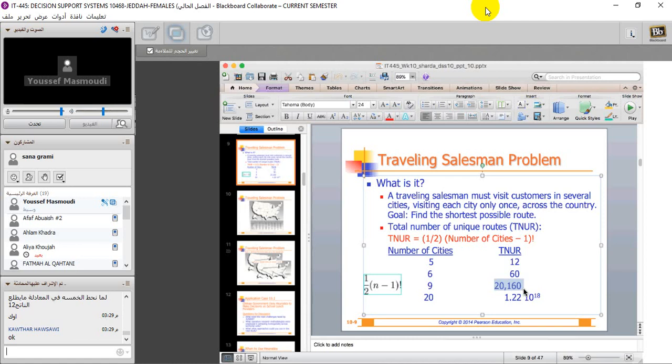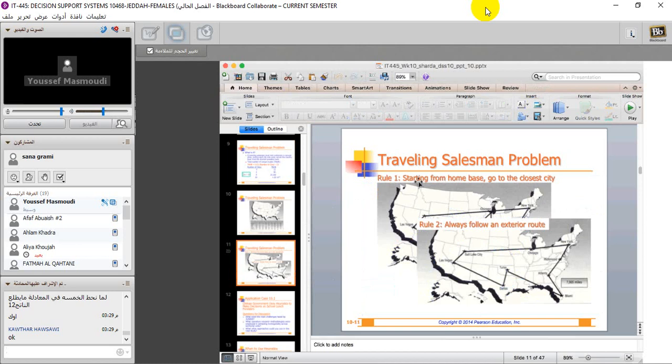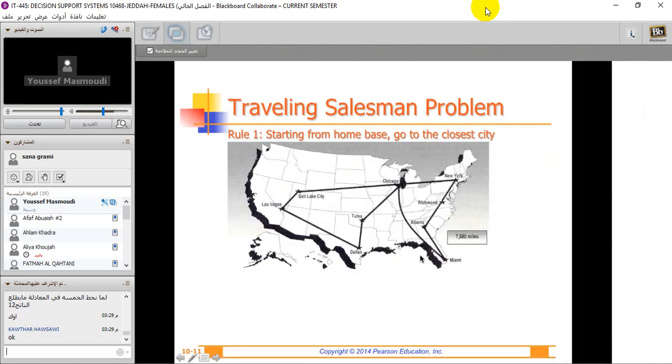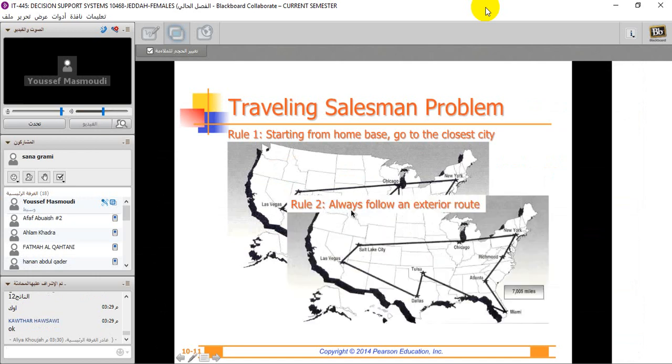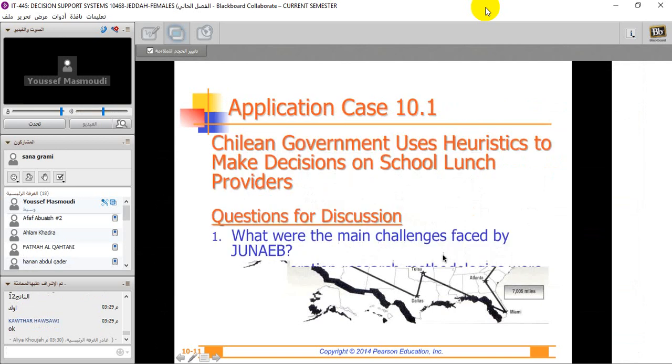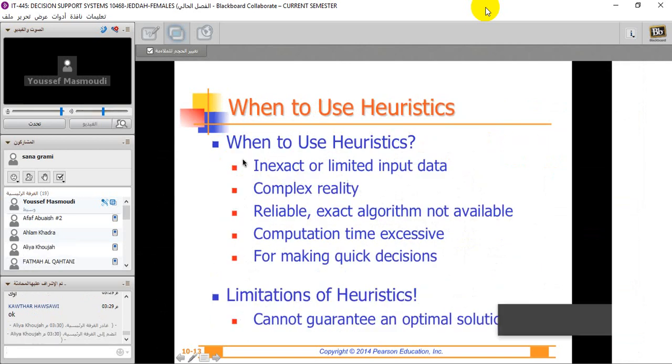So this will take time. The number of computations is very large, so the computer fails to find the best route. Therefore we used heuristics. The first heuristic we used is starting from the home base and go to the closest city, in an easy and somewhat smart way, from the nearest to the nearest. Okay, so you will get the solution. So the solution that you get here is good enough. Likewise the solution we got in Rule 2, always follow an exterior route, is a good enough solution.